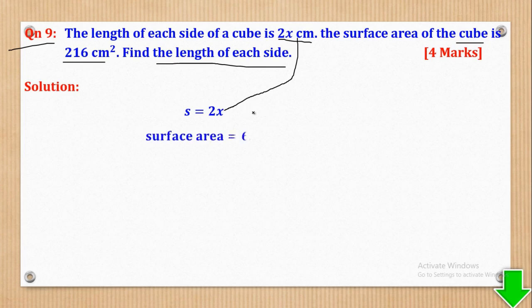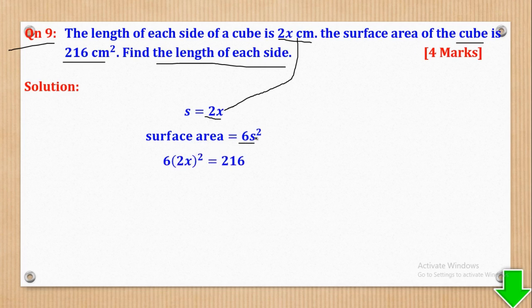Now because it has 6 faces and the area of each face is s squared, the total surface area will now be 6s squared. But remember, we know s is equal to 2x, so we shall come and substitute.